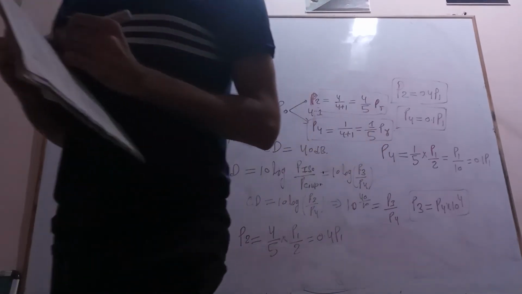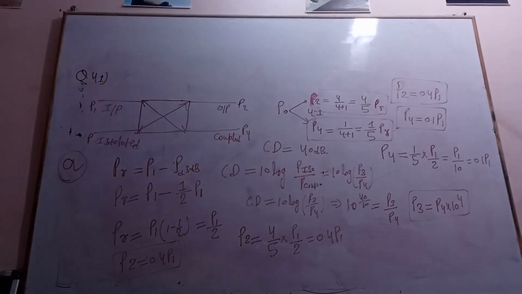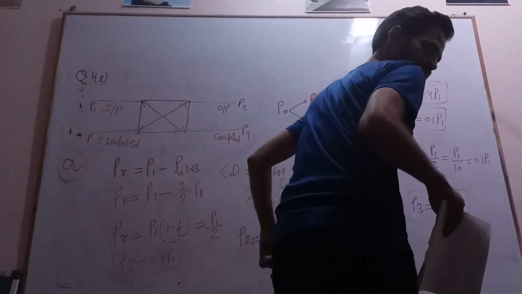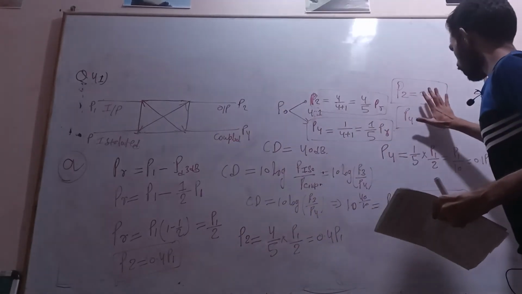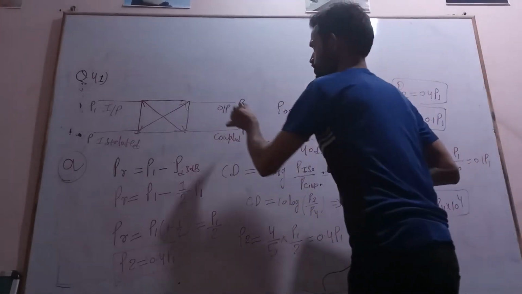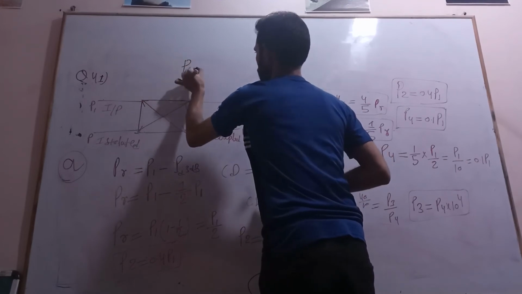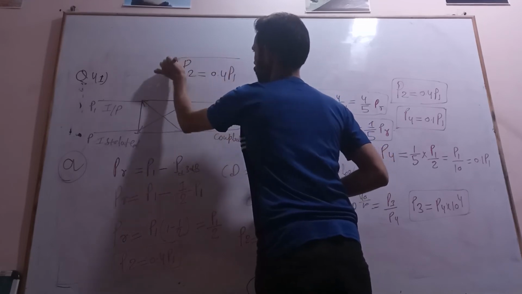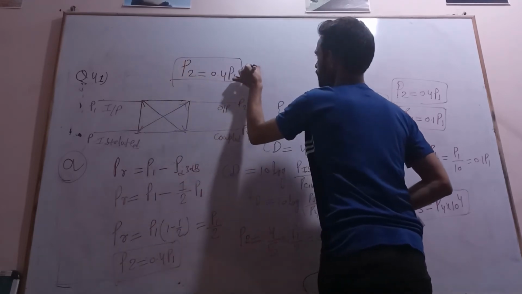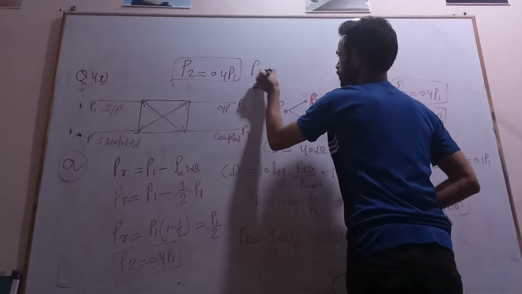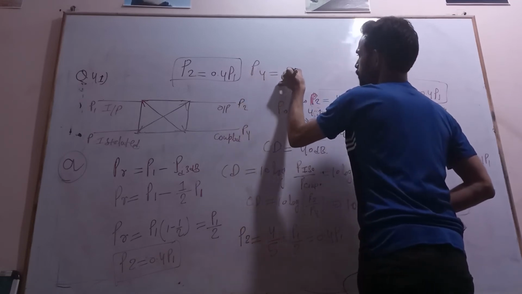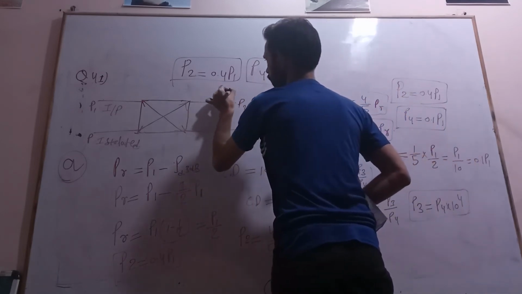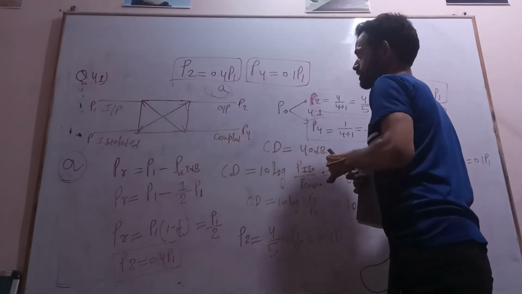Is it visible properly? Yes, it is visible. So this is the answer: P2 is equal to 0.4 P1 and P4 is equal to 0.1 P1. So this is present in option A. Yes, option A is correct.